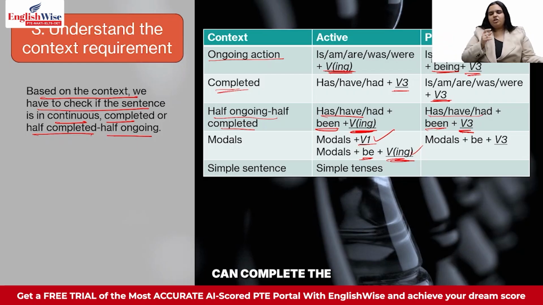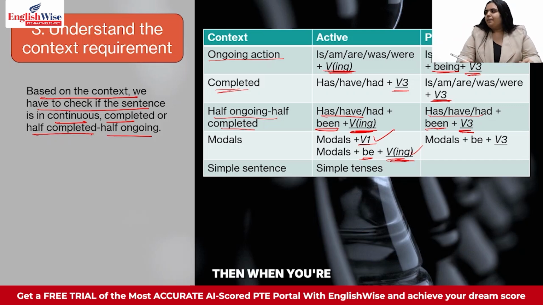Okay, so over here she can complete the project. It is an active voice. Then you can say she can be completing the project today. Okay, over here also we are saying that this is an active voice sentence. That means she can work on the project today itself.